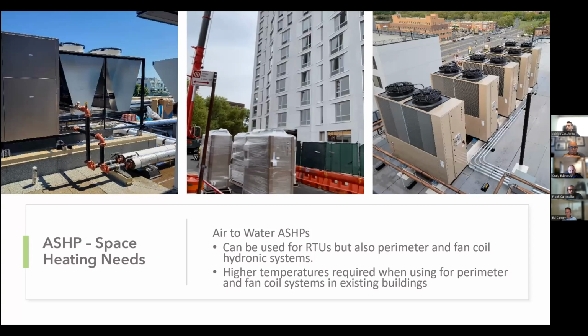This is the one that probably presents, especially in colder climates, the biggest challenge on the electrical infrastructure. Again, air to water source, air source heat pumps is the common thing we're starting to see more of. And again, it can be used for rooftop units. It's touched upon in the previous topic, but also for perimeter and fan coil hydronic systems. Again, this one here, if you're in existing buildings, you don't have the luxury of redesigning your terminal units, especially in colder climates. You need the higher temperatures, right? So how do you deal with that? And we just want to touch a little bit upon that in this section of the webinar.